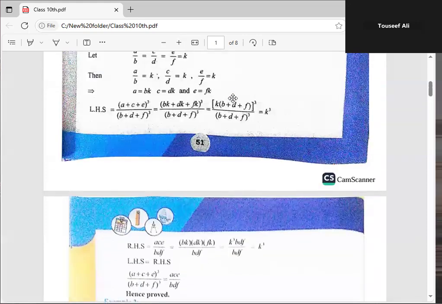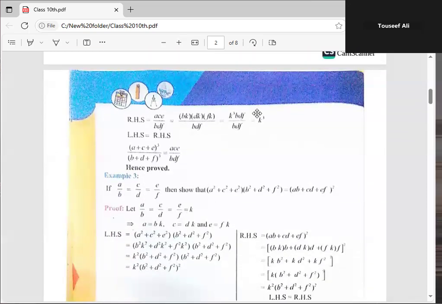Now the solution of the left hand side is k cube, and the solution of the right hand side is also k cube. This means that left hand side equals right hand side. Hence we have proved this expression.